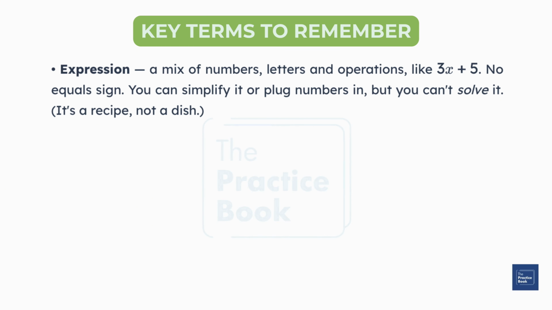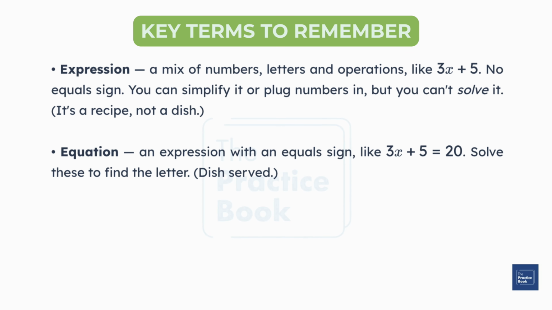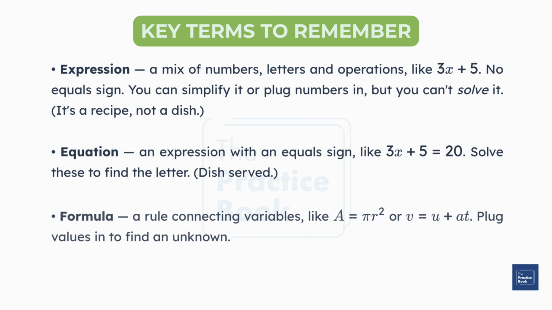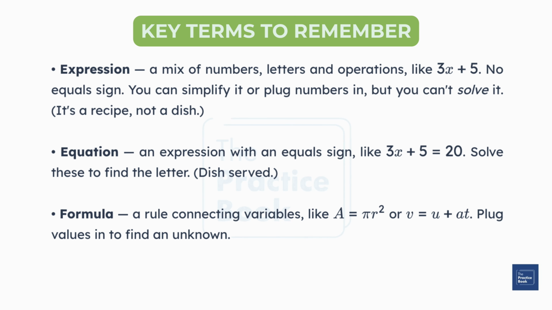3 words to know the difference between. 1. Expression. A mix of numbers, letters, and operations, like 3x plus 5. No equal sign. You can simplify it or plug numbers in, but you can't solve it. It's a recipe, not a dish. 2. Equation. An expression with an equal sign, like 3x plus 5 equals 20. Solve these to find the letter. Dish served. 3. Formula. A rule connecting variables, like A equals pi r squared, or v equals u plus at. Plug values in to find an unknown.